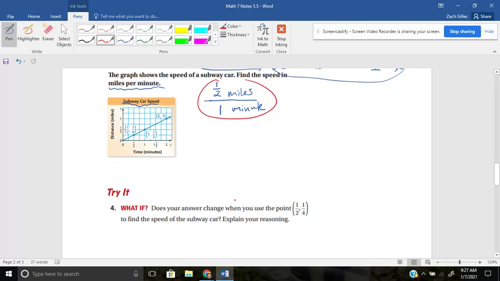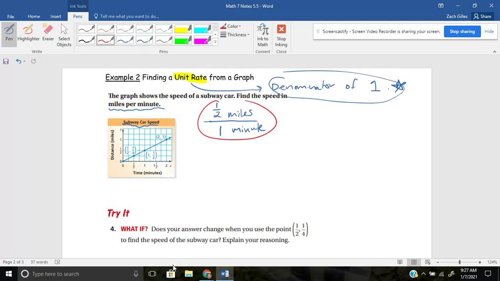Let's try it now. Please pause and see if you can try this one on your own. All right. It says, does your answer change when you use the point 1/2, 1/4? Remember, x always comes first in a coordinate pair and then y. So when x is a half, right here, and y is a fourth, so go up a fourth of a line. So that's right here, right? 1/2, 1/4, that's this point right here.